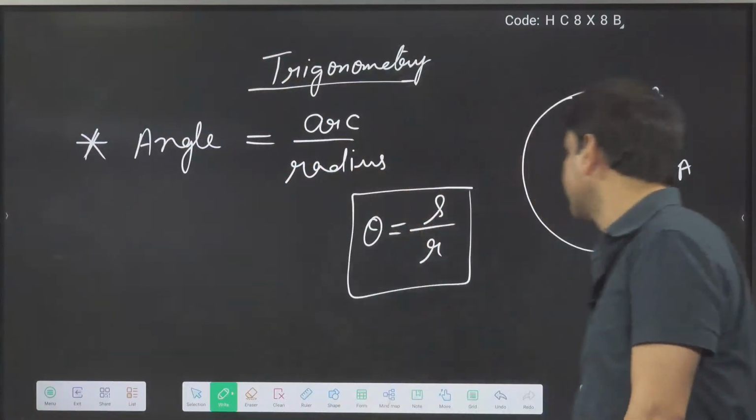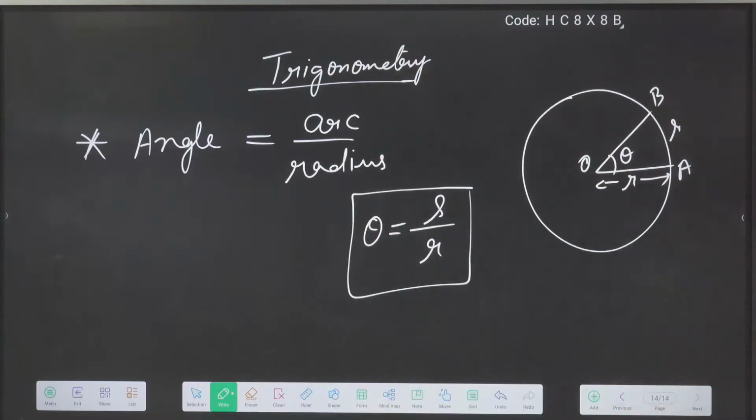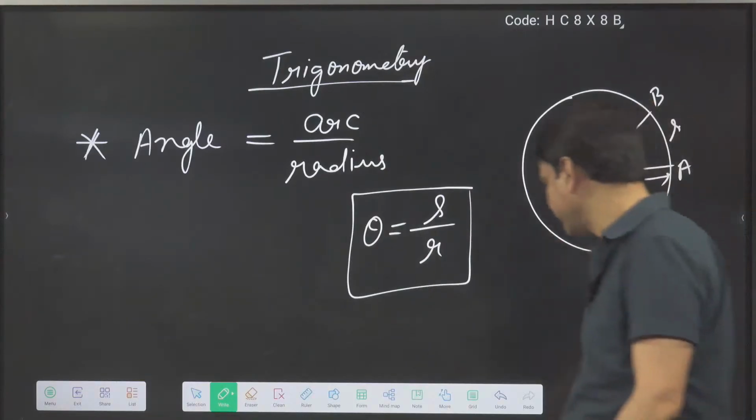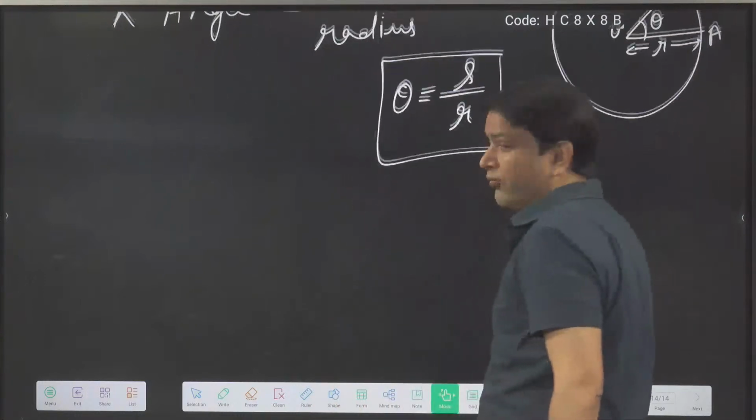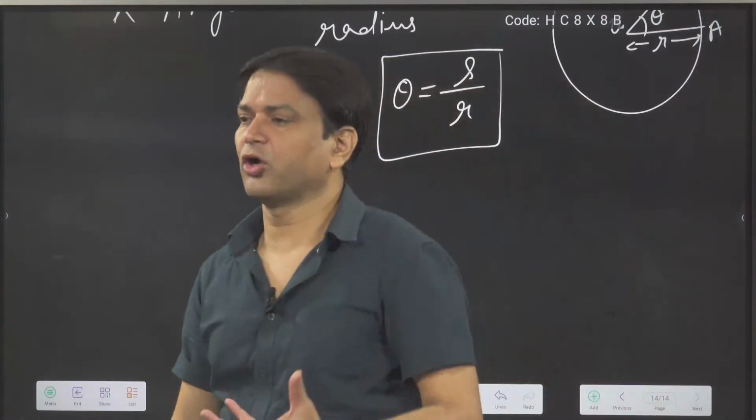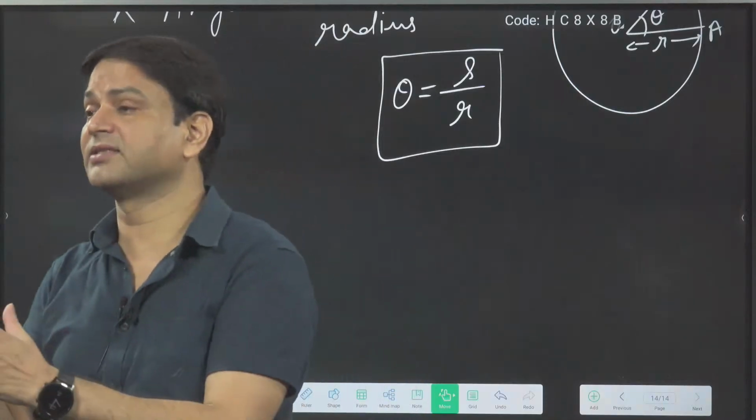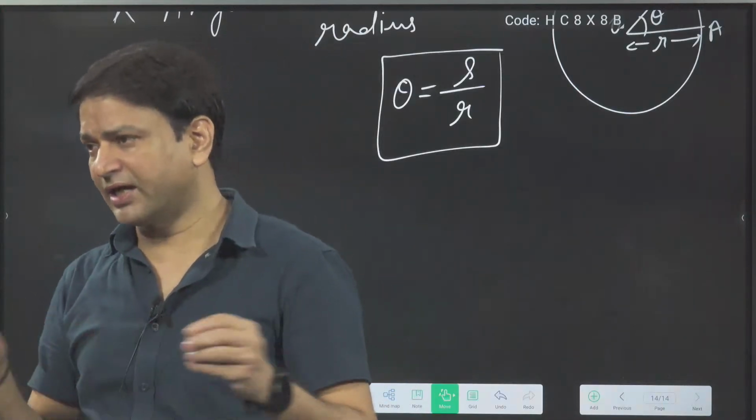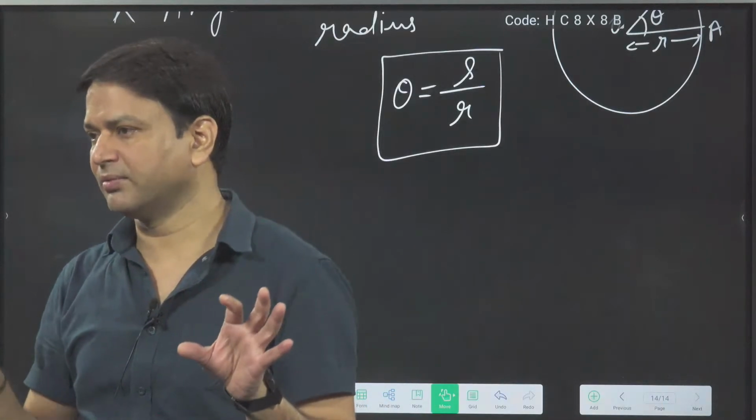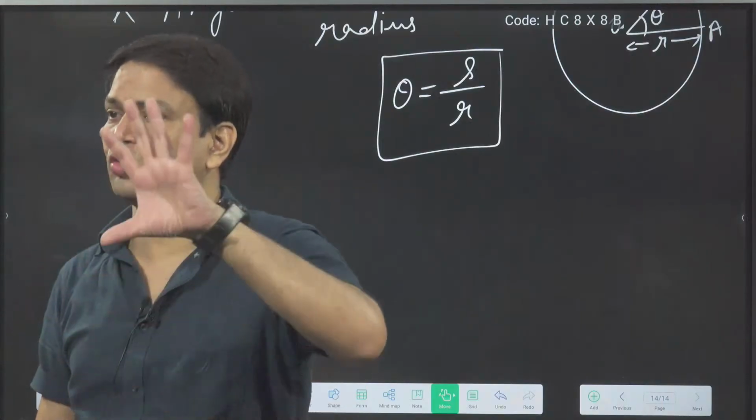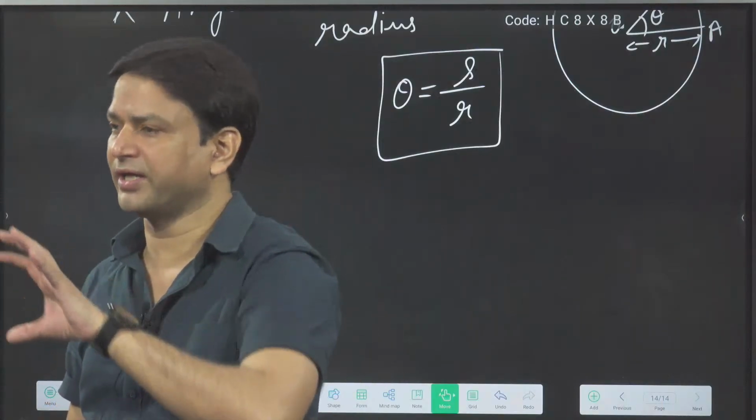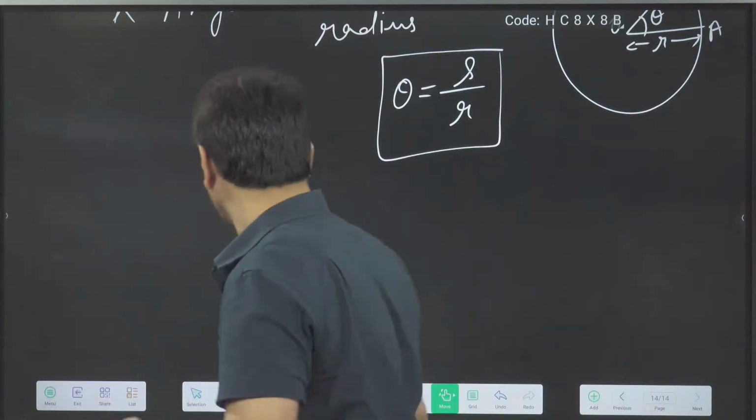Okay, so then what is the angle formula we got? Angle is equal to arc upon radius. Arc is what? S, and radius is R. Okay. What is the unit of the angle? From childhood we mainly use degree as the unit of angle. But here we will rarely use degree. Mostly we will use radian. So the unit of angle is radian.